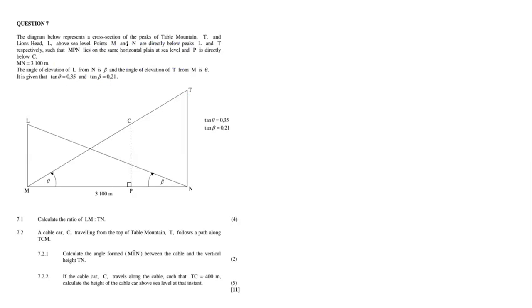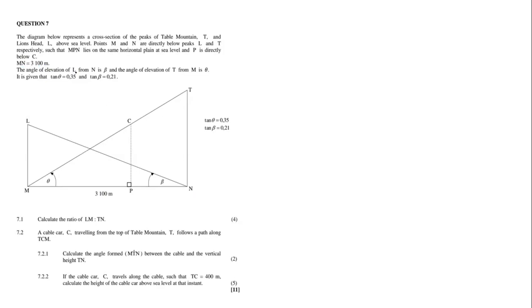So let's start here. Points M and N are directly below peaks L and T respectively, such that M, P, N lies on the same horizontal plane at sea level, and P is directly below C, meaning these are the projected straight lines. These vertical lines act perpendicular to the horizontal line, because we can see that CP acts perpendicular to the horizontal line. Now they say to us MN is equal to 3,100 meters, which is provided over here.